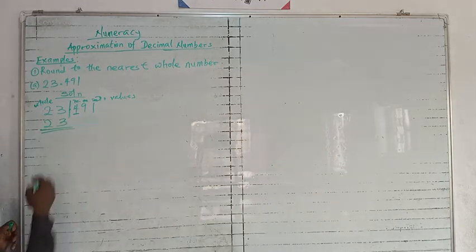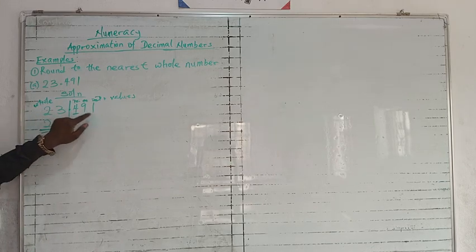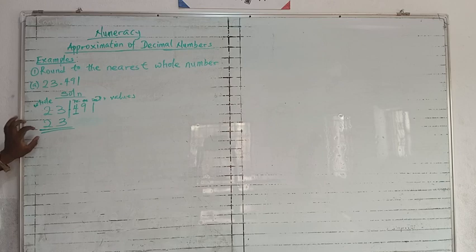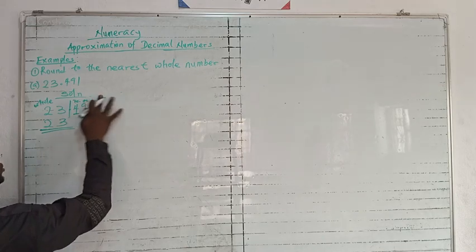What does this now tell us? This now tells us that 23.491 to the nearest whole number is what? 23. Okay? Let's look at example number 2.